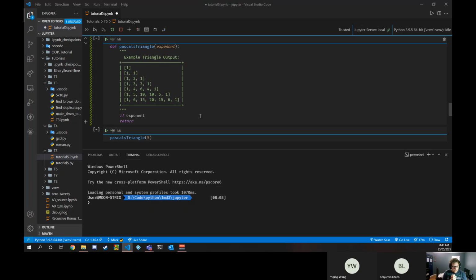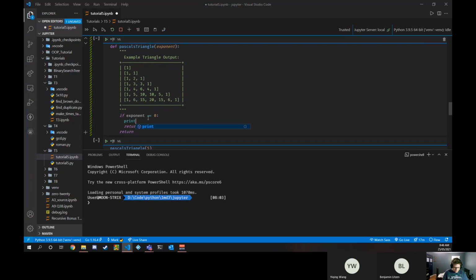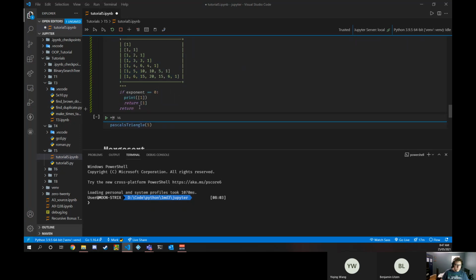So, let's think. Base case. Base case, when exponent is 0, you just return 1. This is the easiest one. If exponent is 0, return a list containing only the number 1. One thing I'm going to do is I'm going to also print 1. The reason I'm going to print it is because I want to actually build the entire triangle so you guys can see that.